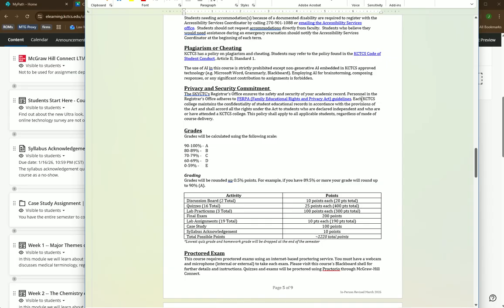Okay, so FERPA prevents me from talking to anybody but you about your grade, essentially. So if your parents email me asking about your grade, I will not be able to give it to them.